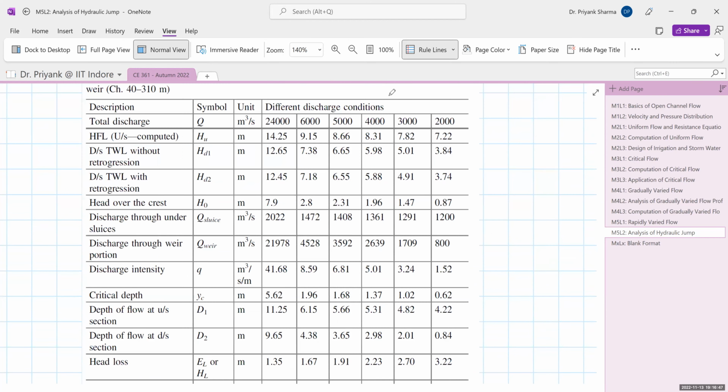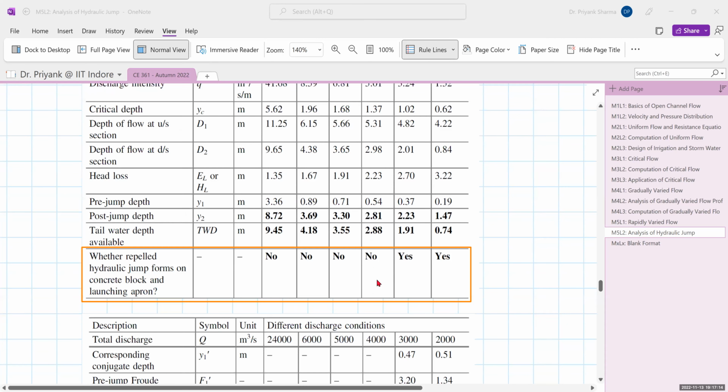The maximum discharge, that is the design discharge, was 24,000 meter cube per second, and we went down to a minimum of 2000 meter cube per second discharge. For that we computed the high flood level and the discharge, because it has two arrangements: discharge goes over the main weir and through the sluice gate also. And doing some other basic calculations, the head loss.